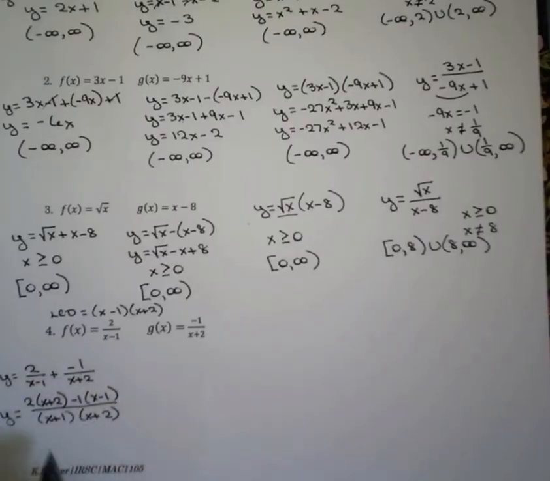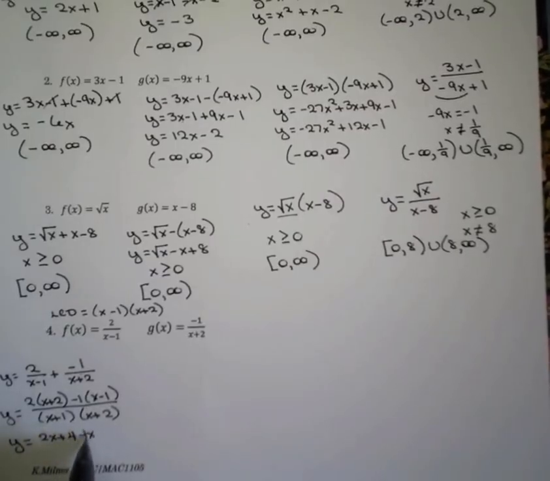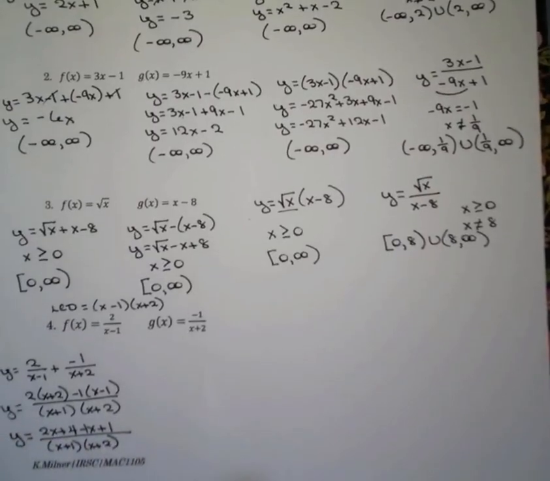Now, in that form, I can start simplifying that numerator, can't I? I'm going to end up with y is equal to 2x plus 4 minus 1x, plus 1 over my x minus 1 times x plus 2. I'm sorry, there's not enough room for you to write.